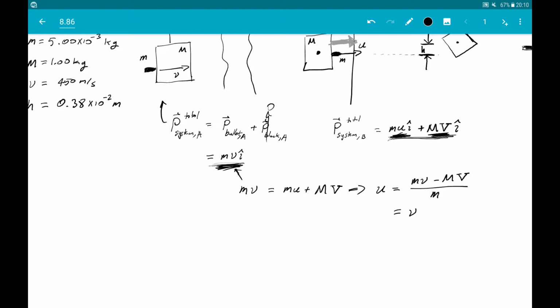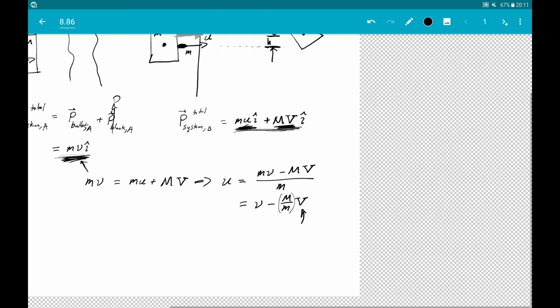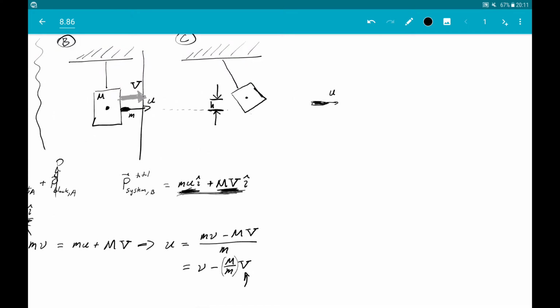I can cancel the little m's here. So that term will be dimensionless. And it's just a ratio of mass over mass, so that the units go away. Okay, so everything's looking right. The only thing is I don't know what this big V is. And that's why the hint of the block rises a distance h.